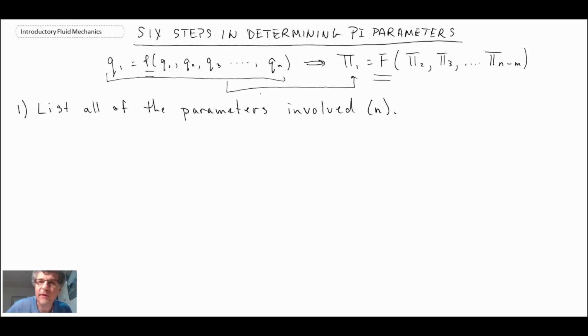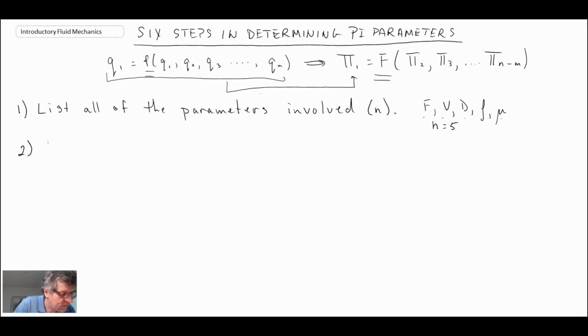So the first step is to list all the parameters involved. When we looked at drag on a sphere, we talked about the force, the velocity, the diameter, the density, the viscosity. Those are the main parameters involved. And in this case, we would have 1, 2, 3, 4, 5. So n would be 5 when we looked at the sphere.